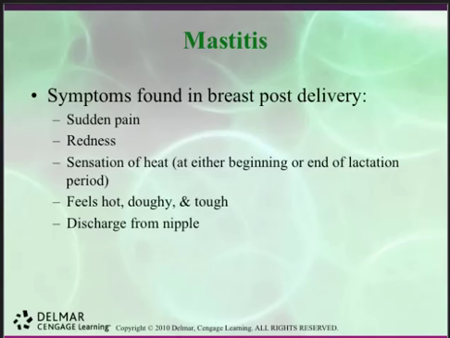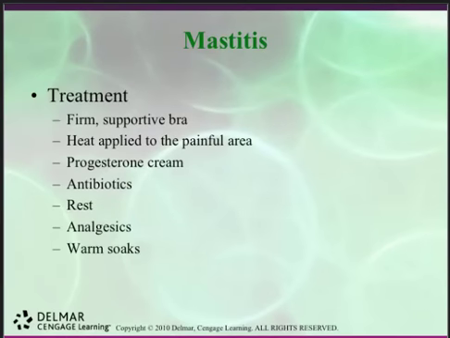Symptoms in the breast post-delivery include sudden pain, redness, and a heat sensation. It also tends to feel hot, doughy, and tough, and there's often discharge from the nipple. Other symptoms include lymph nodes near the armpit that can become enlarged. This is called lymphadenopathy, as well as fever and malaise. The treatment is a firm, supportive bra, heat applied to the painful area, progesterone creams, antibiotics, breast analgesics, and warm soaks. Breastfeeding need not cease if the patient improves.